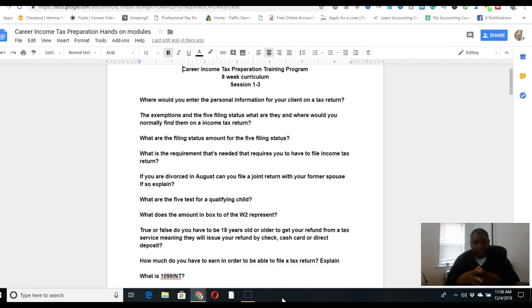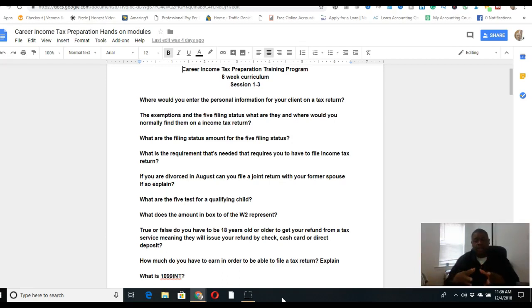The next question is, what does the amount in box 2 of the W-2 represent? In other words, when you look at your W-2, box 2 represents what type of deduction, or what type of income, or what type of item. In box 2, it deals with federal withholdings. All W-2 boxes have different amounts in them that apply, and they are listed in a certain way.